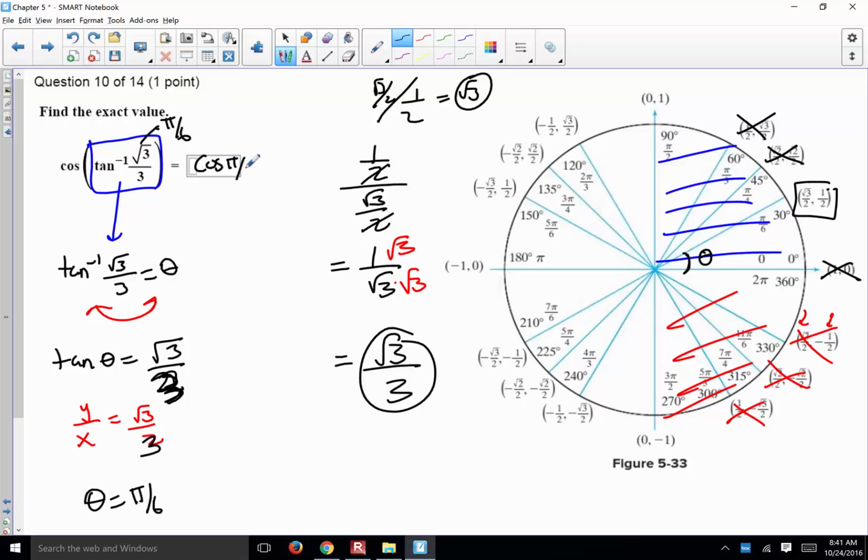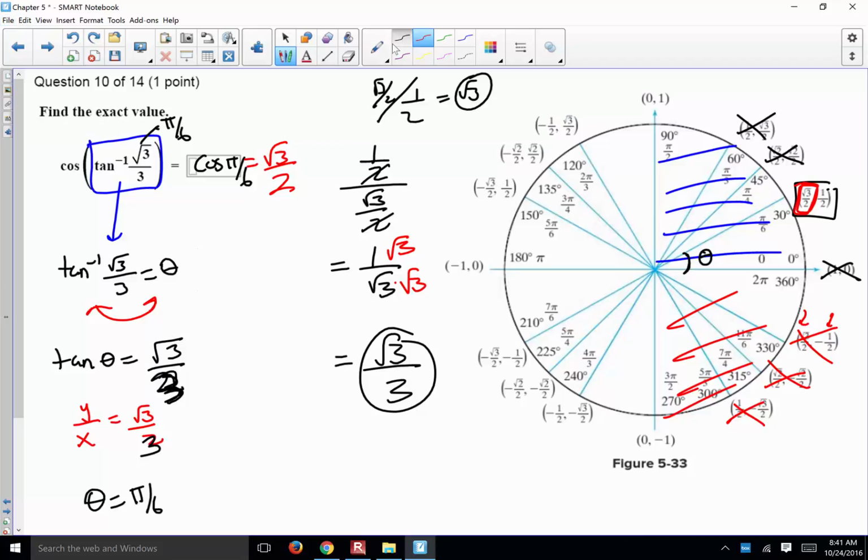Cosine, we need to compute cosine of it. Cosine of pi over 6 is just the x coordinate, which is root 3 over 2. Probably I was thinking it's always the answer. Well, that's why I keep writing root 3 over 2 here. Okay. Any questions?